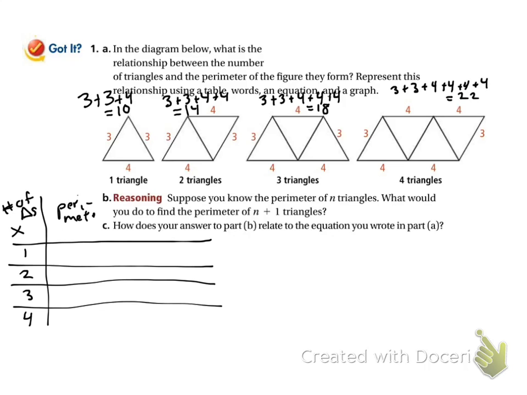Run out of room there. So I've got my work up here. I could simplify this a little bit, right? The 3 plus 3, instead of the 3 plus 3, let's just call that 6.